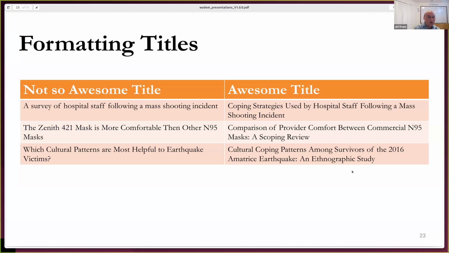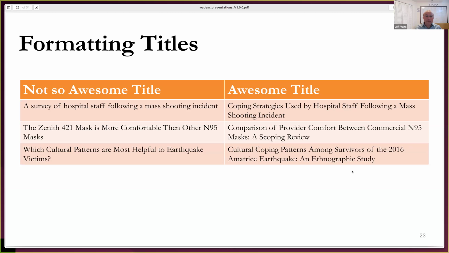Which cultural patterns are most helpful to earthquake victims? All right, that's super general, like which earthquake victims and how did you find it out? A better title would be Cultural Coping Patterns Among Survivors of the 2016 Amatrice Earthquake, an ethnographic study.